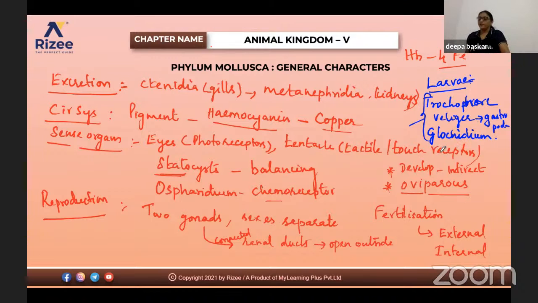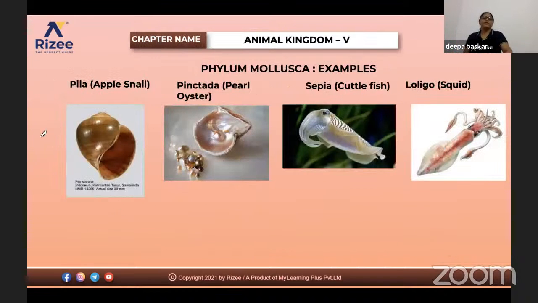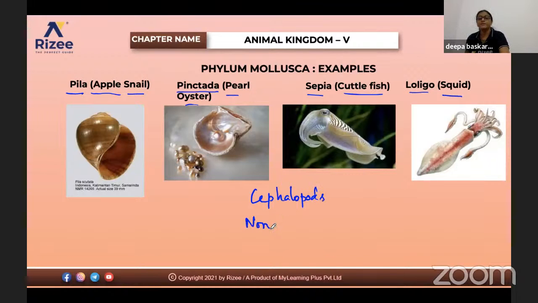Okay, let us move on to the examples. Pila, which is otherwise called apple snail; Pinctada, pearl oyster; Sepia, cuttlefish; and Loligo, which is squid. Again, you should remember that mollusks are classified into cephalopods and non-cephalopods.